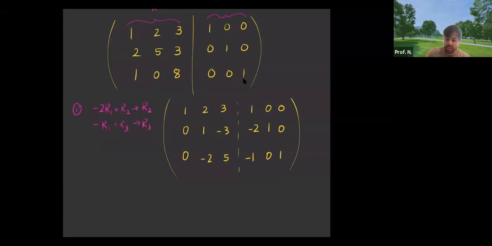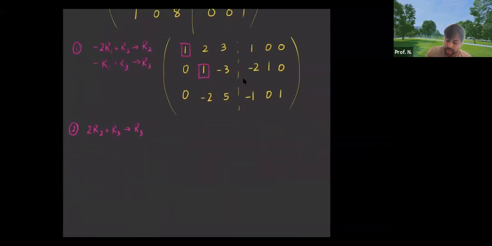So all I did was clear the entries below 1, made them all zeros. So I already have my pivot here. This one is a pivot. This one is a pivot. So now I need to get rid of this -2. How do I do that? I multiply the second row by 2, add it to the third row, make that my new third row. And this becomes 1, 0, 0, -2, 1, 0. And then what?